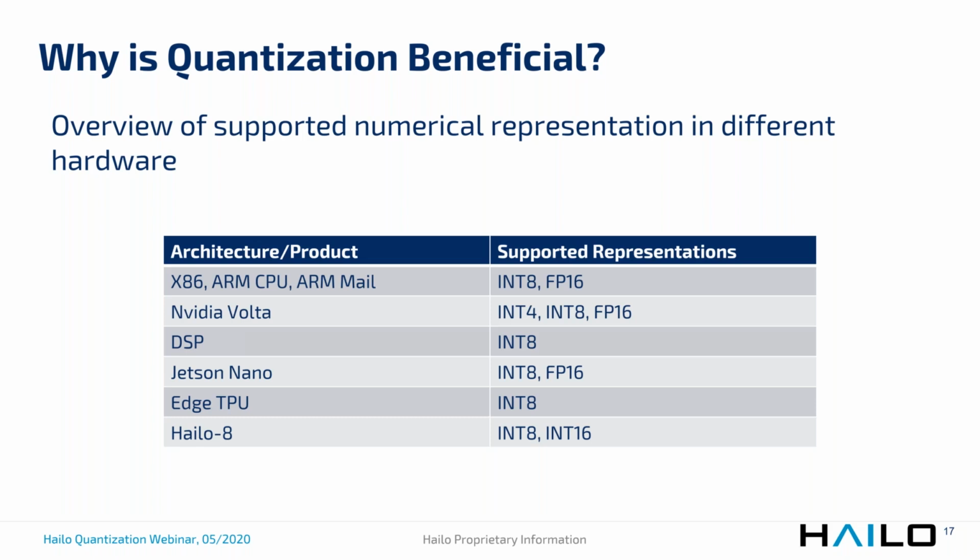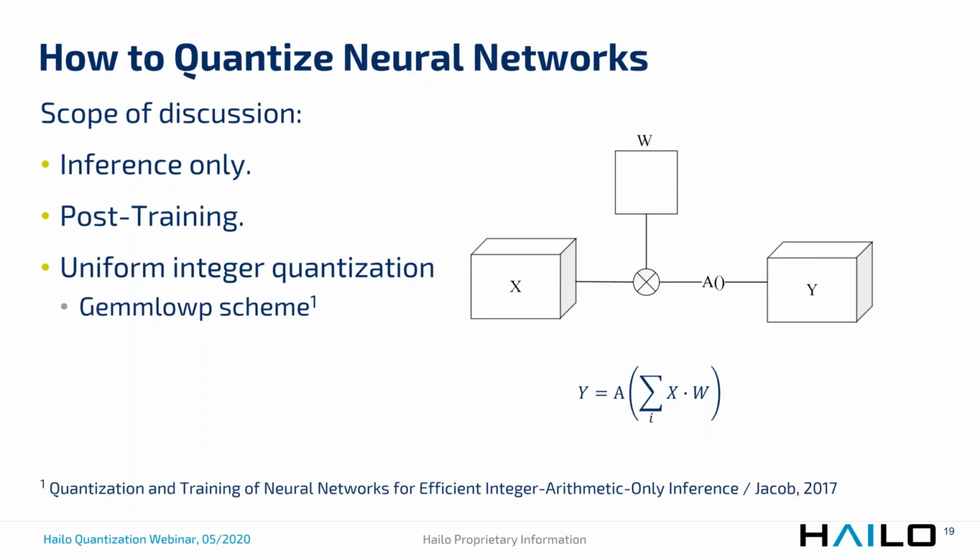Whether it's traditional hardware like GPUs or CPUs, or neural network accelerators like the TPU or the Hailo-8, everyone is supporting quantization because it's such a cheap way to gain a significant performance boost. Okay, so hopefully you're all motivated to quantize, and the only question on your mind is how to quantize neural networks. So let's explain how we're going to go about that.